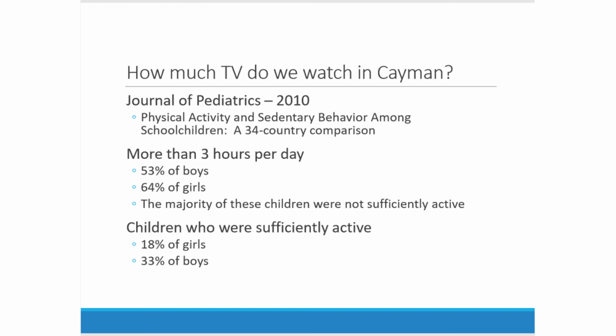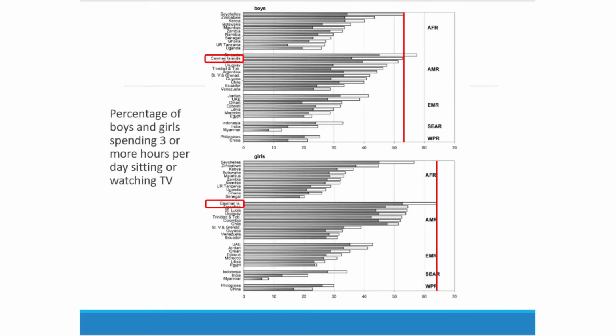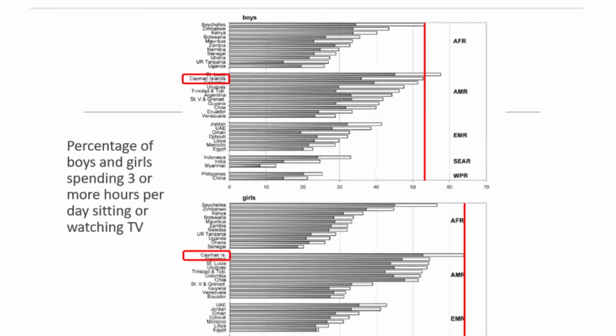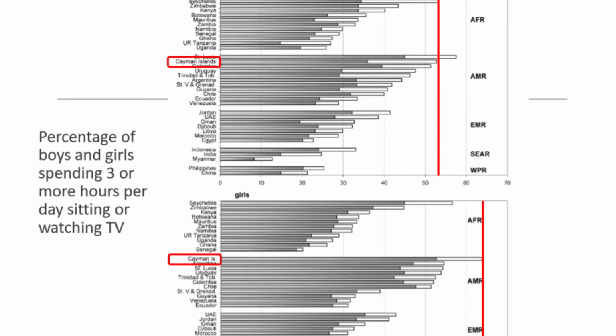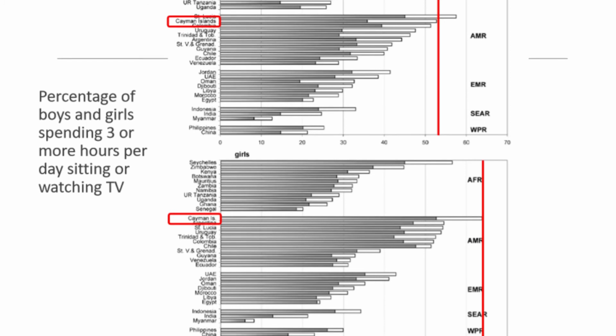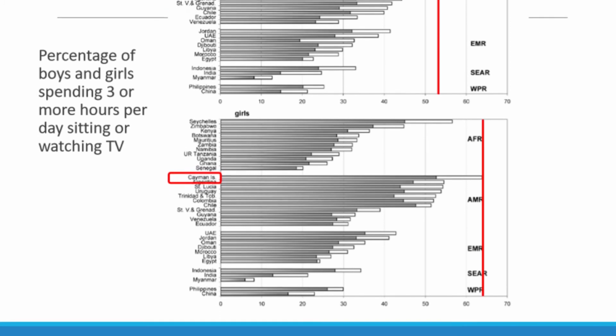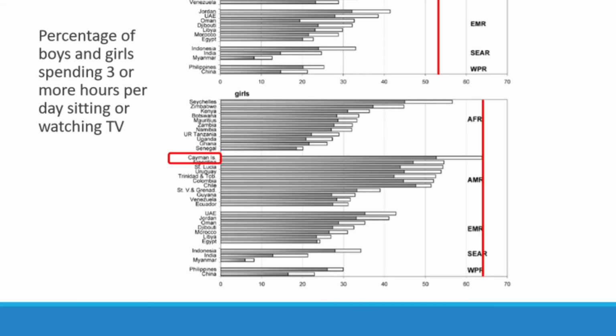And this was a study out of the Journal of Pediatrics in 2010 that had looked at physical activity and sedentary behavior amongst 34 countries. So more than 3 hours a day here in Cayman, and I'll show you a graph on the next slide, 53% of our boys were watching more than 3 hours a day and 64% of girls, and most of these were not active. And children who were sufficiently active were 18% of girls and 33% of boys. So you can see here, I highlighted Cayman and I put the line here. The only people who watch more TV than us, I think that's St. Lucia under there, and no one beat us in the girls. So again, we watch too much TV.